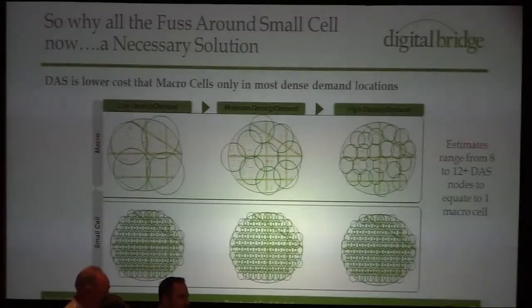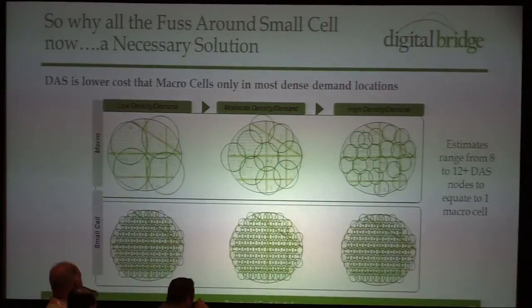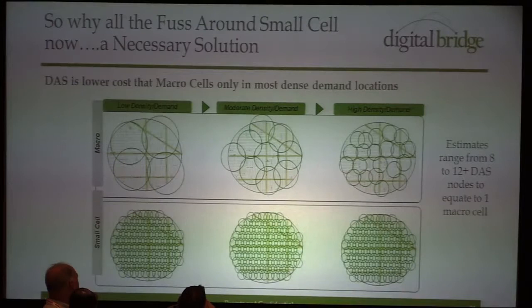Small cell. So really, what's all the fuss around it? I think everyone in this room is highly educated, so they understand what's going on up here. If you take a look at these maps and you look at the way networks were historically built and the way networks are now being built, neither of these two diagrams is the reality.